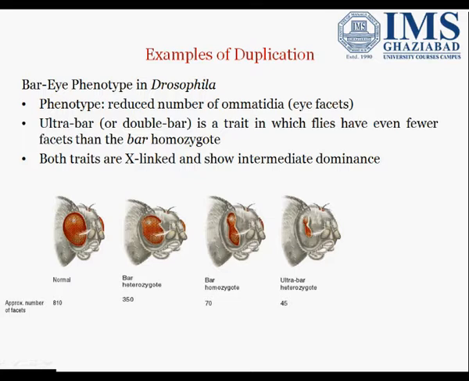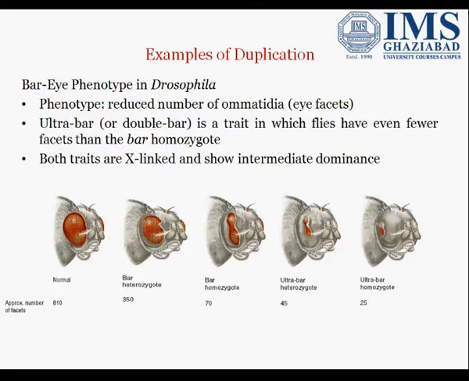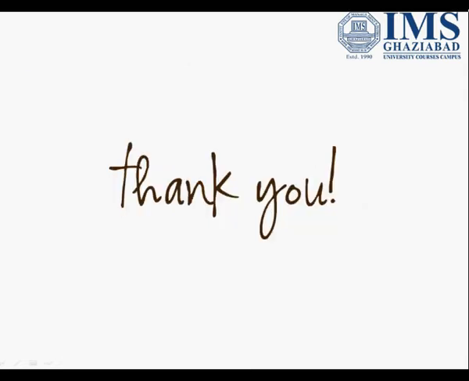It reduces the number of the eye facets. In the next lecture, we will discuss the types of duplication in reference to the addition of the 16A segment. This is the ultrabar condition which we are discussing. This is the homozygote, and you can find out in the homozygote the number gets reduced, it becomes 25. In heterozygote it is much higher, that is 45. Thank you.